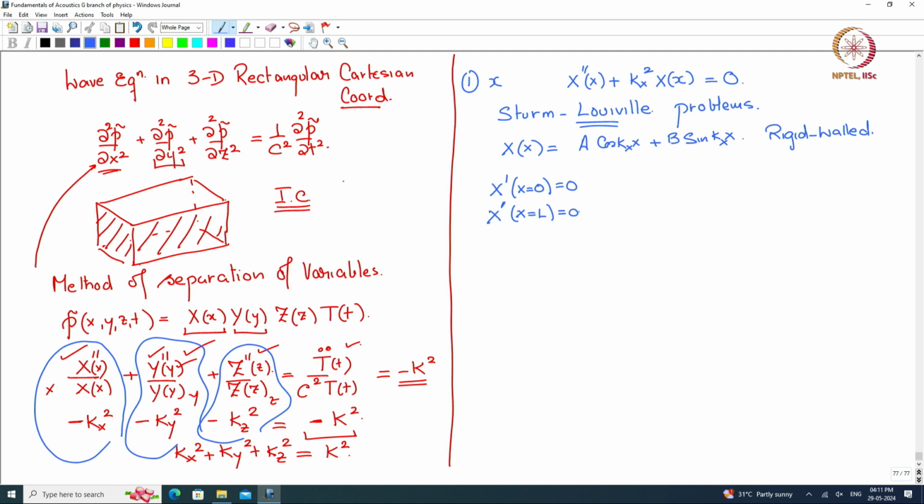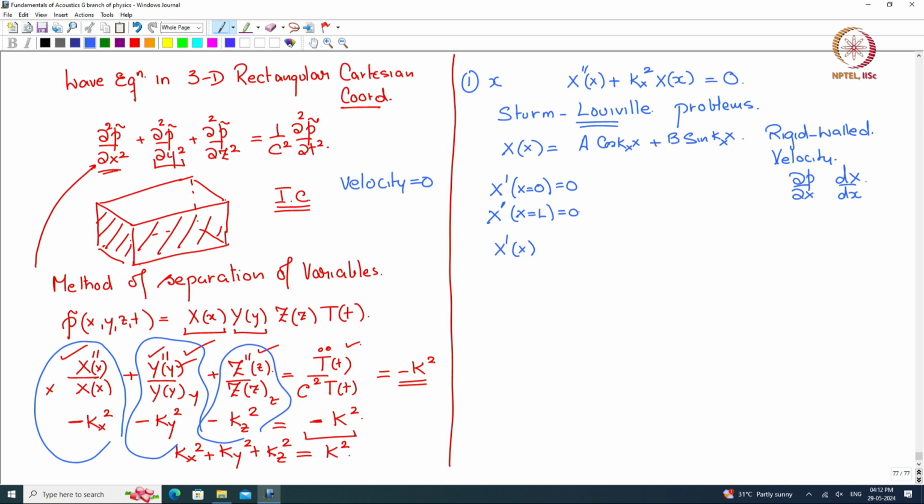Okay. Rigid walled means velocity is 0, and velocity is proportional to del p del x, and therefore dX by dx, which is X dash. So X dash is 0 at x equal to 0 and x equal to L. So let us get to X dash first.